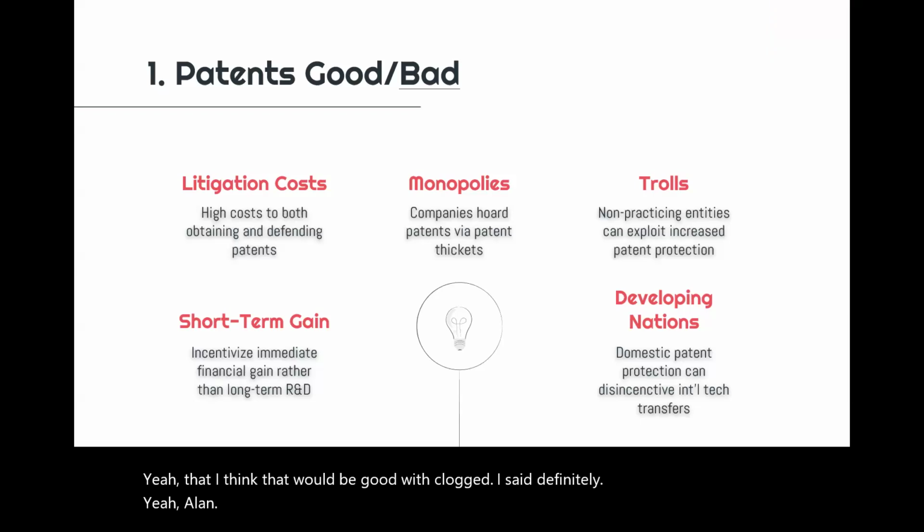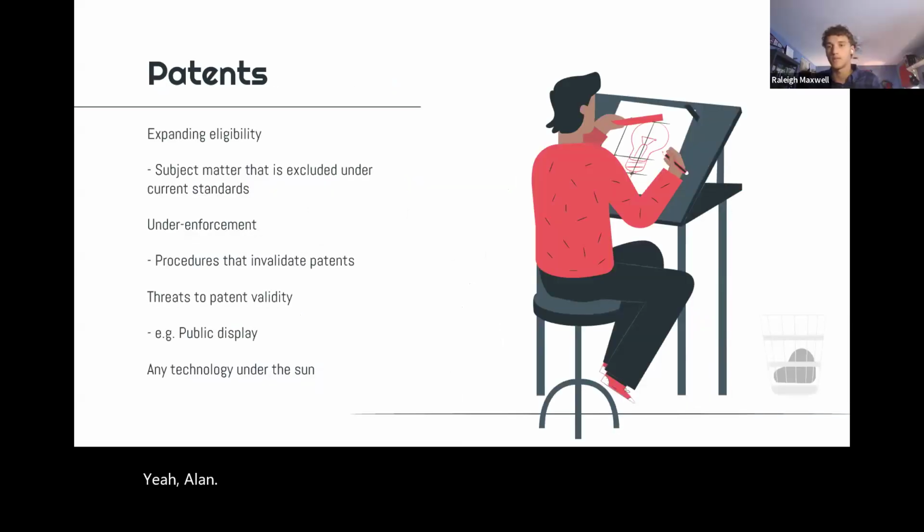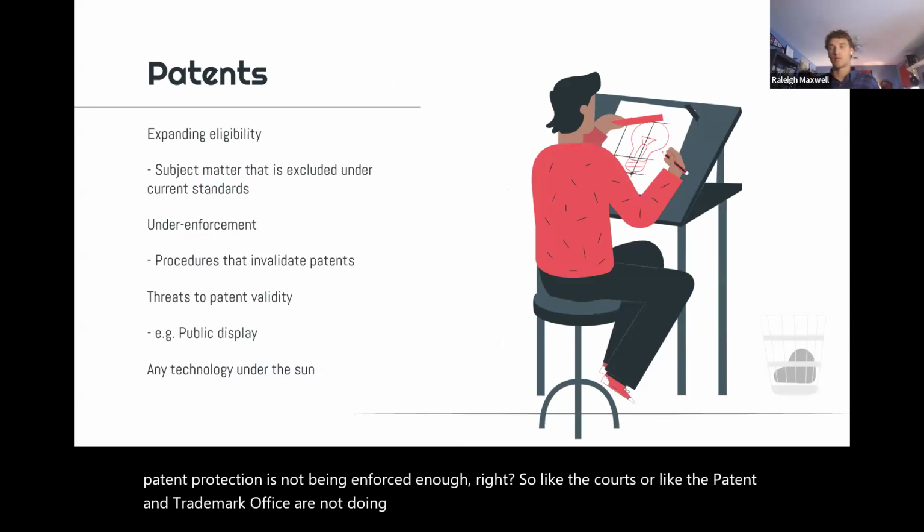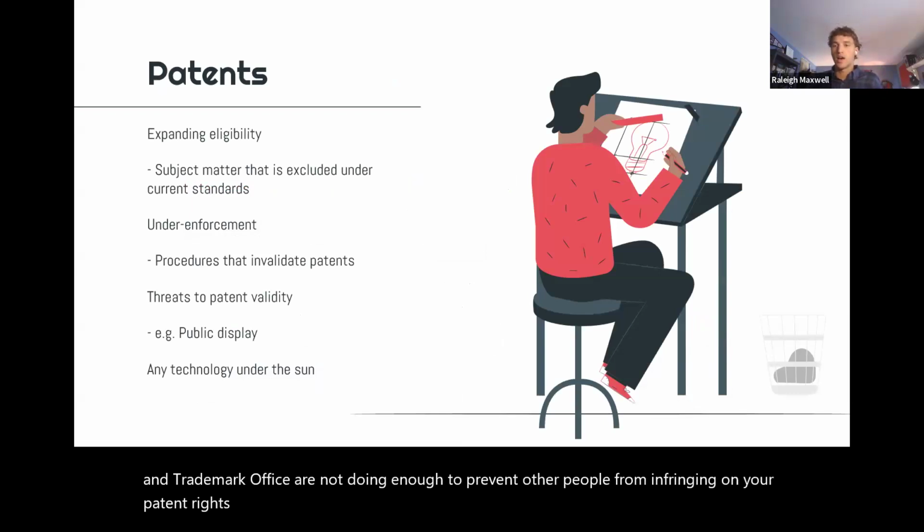So, when you were talking about the aff angles in the patent section, I think you said something about under enforcement. I just didn't really get that. Generally there is an issue right now where a lot of people in the literature think that patent protection is not being enforced enough. The courts or the Patent and Trademark Office are not doing enough to prevent other people from infringing on your patent rights. So an affirmative could theoretically ramp up enforcement of those patents.